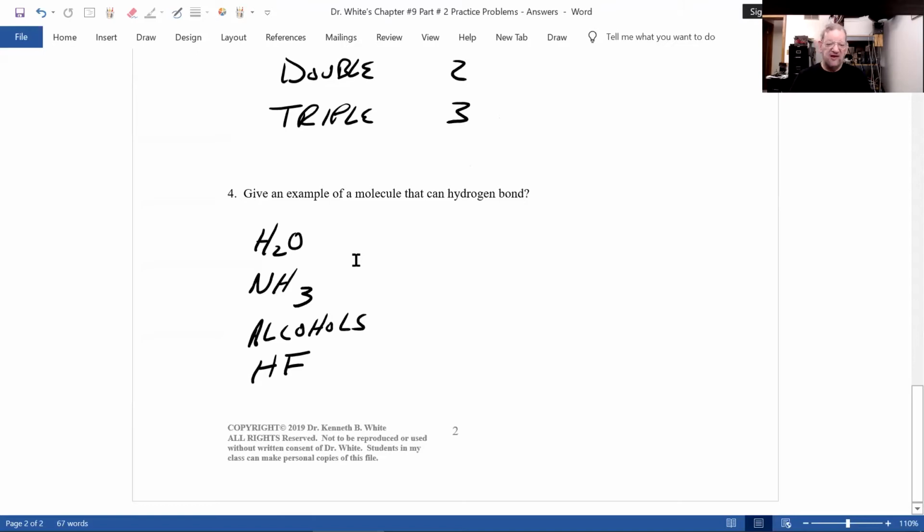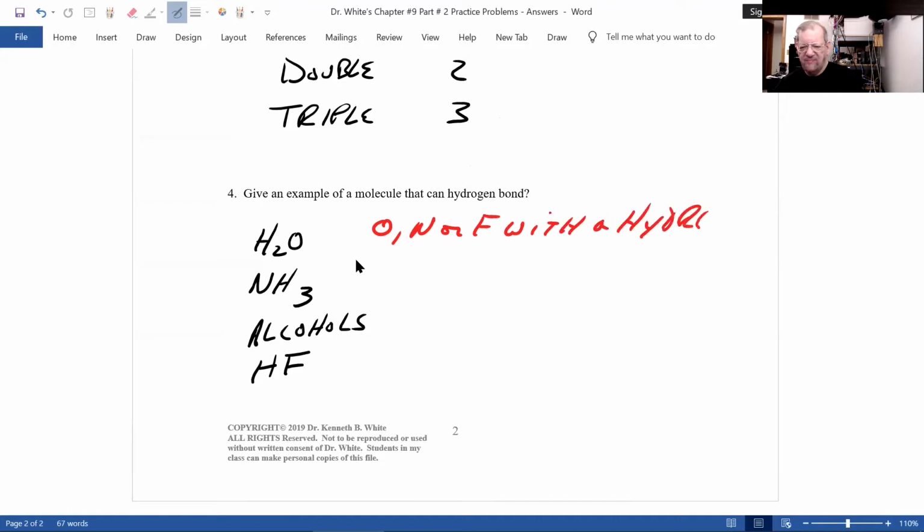Next, give an example of a molecule that can hydrogen bond. Hydrogen bonding means oxygen, nitrogen, or fluorine with a hydrogen atom on them. The most popular and most widely used chemical that can hydrogen bond is water. Ammonia can, all alcohols can, and hydrogen fluoride, HF, can. And there we are.